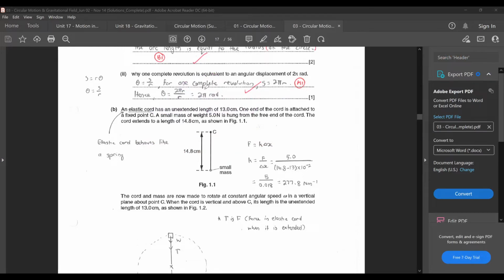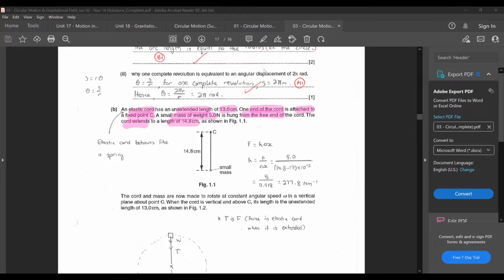Okay, now here they tell you that you have an elastic cord that has an unextended length of 13 centimeter. One end of the cord is attached to a fixed point C. A small weight of 5 Newton is hung from the free end of the cord. The cord then extends to a length of 14.8 centimeter.